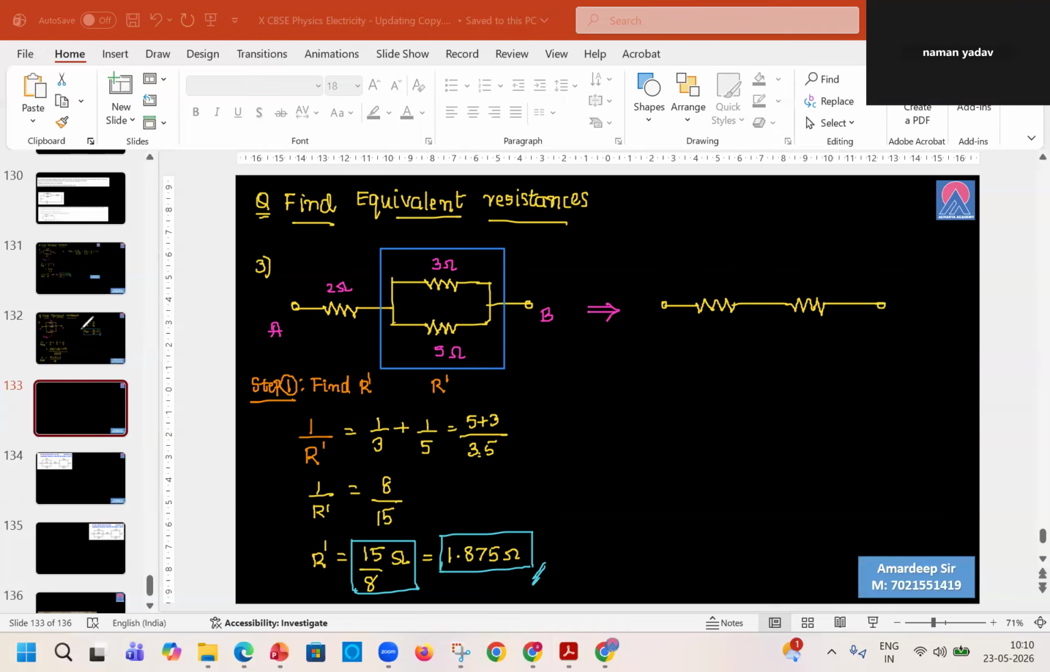So again, this is A, again, this is B, and this 2 ohm continues as it is. But this 3 ohm parallel to 5 ohm has now become what? It has become R dash. Okay. Correct? Yes, sir. R dash. And what is the value of this R dash? This is 1.875 ohm, or you can use a fraction also.